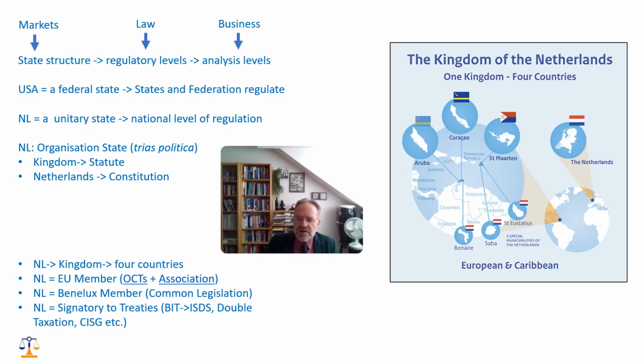And in the same Caribbean area, you have 3 special municipalities. 3 other islands, Bonaire, Saba, and Sint Eustatius, who are part of the kingdom, but are not in the Netherlands. The Netherlands is the territory in Europe, but they are part of the kingdom.